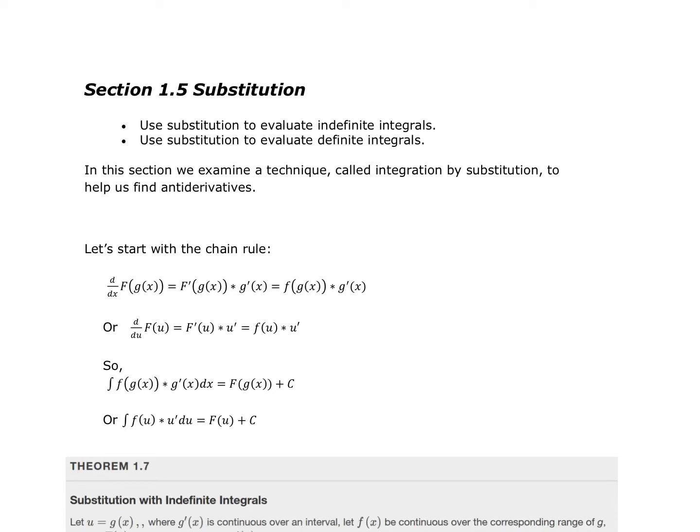In this video, we're going to look at substitution for integration, also known as u-sub. This is section 1.5 in the OpenStax Calculus 2 book, but in the Calculus 1 book, it is 5.5.